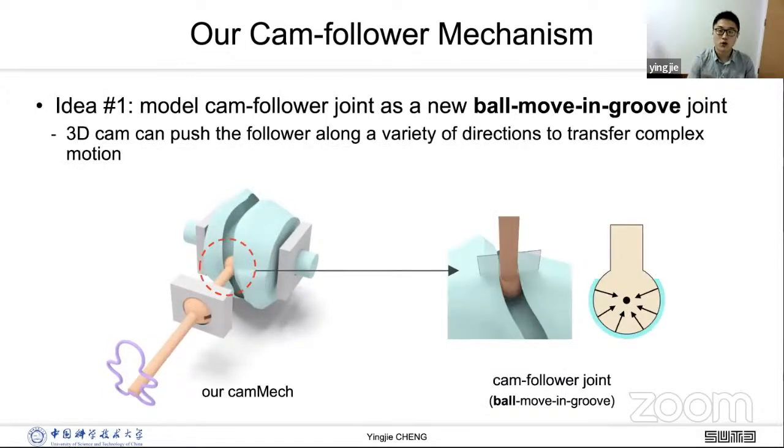The major difference from the commercial ones is that we model the CamFollow joint as a ball move-in groove joint. The groove is actually the envelope volume of the CamFollow joint ball while moving. By this, our cam can push the follower along a variety of directions to transform complex motion. One cost of this modification is that our 3D cam is not a height field anymore, and should be fabricated by 3D printing instead of CNC milling.